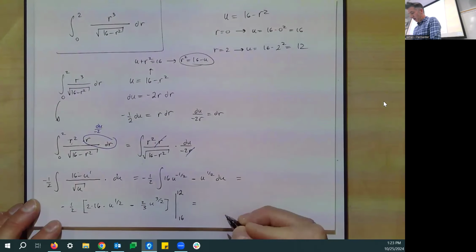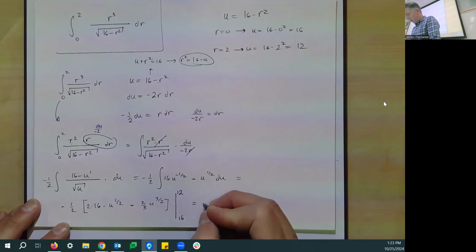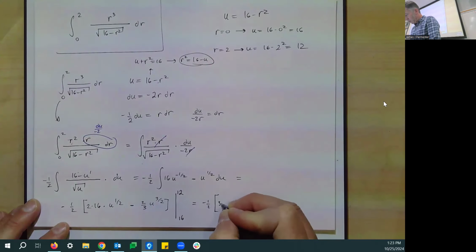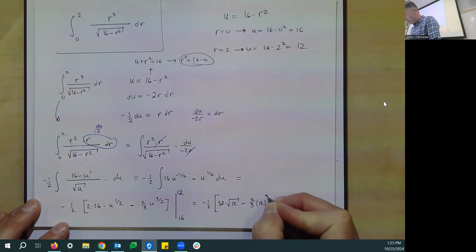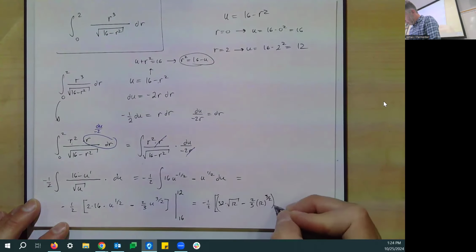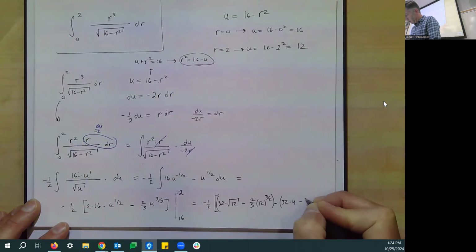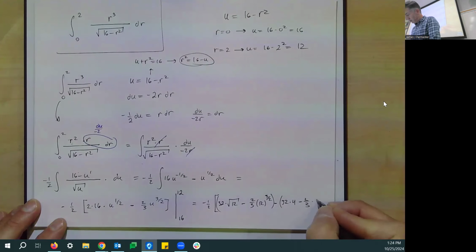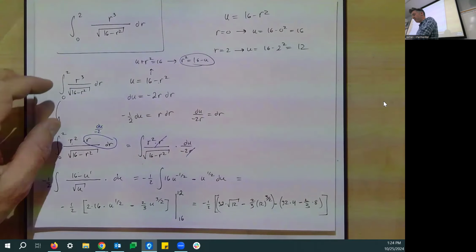So we end up getting kind of the terrible... You get negative 1/2 times 32 times the square root of 12 minus 2/3 times 12 to the 3/2, minus 32 times the square root of 16, which is 4, minus 2/3 times 16 to the 3/2, which is 8. Kind of gross, but it is what it is. We've seen worse, right? We definitely have. Questions about this?